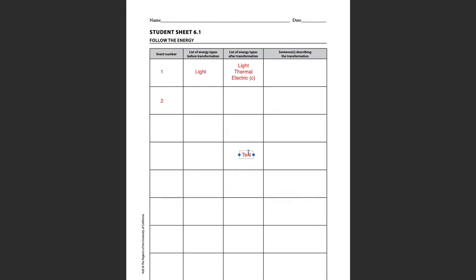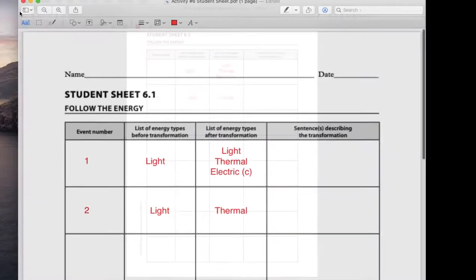Type of energy before the transformation. So what is causing that pool to heat up? Well, it's the sun, but what from the sun is causing that pool to heat up or get warmer? It would be the sun's light, so again, that would be light energy. And then what's happening to the pool? It's heating up, it's getting warmer, so what type of energy is associated with heat? That would be thermal. And that's card number 2. So now we'll move on to card number 3.